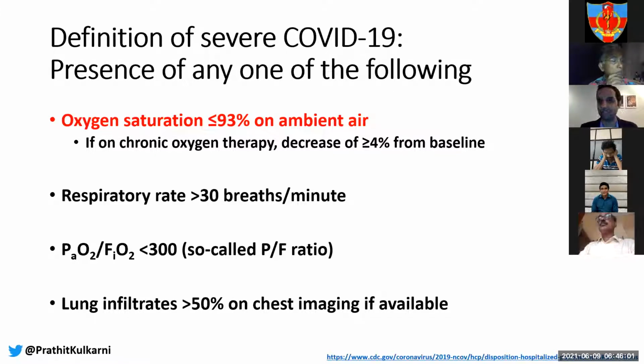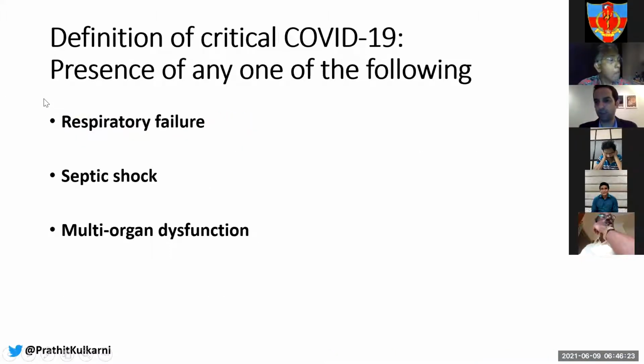Patient has an oxygen saturation less than 93%. Respiratory rate is greater than 30. Their PaO2 over FiO2 ratio is less than 300. And by chest imaging, their lung infiltrates are greater than 50% on chest X-ray or chest CT. The definition of critical COVID-19 is any one of the following: respiratory failure, septic shock, or multi-organ dysfunction. These are the definitions of severe and critical.